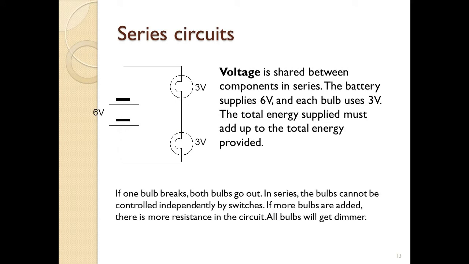If one of these bulbs break, then both bulbs will go out, because in series the bulbs have the same current passing through them, so a break would stop the supply. In series, these bulbs can't be controlled independently by switches, and if you add more bulbs, then you'd add more resistance to the circuit, and so the bulbs would get a bit dimmer.